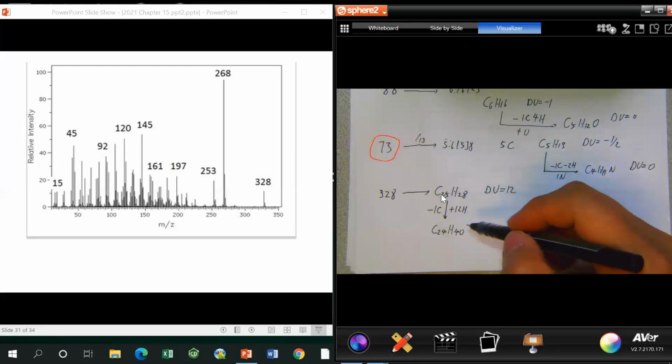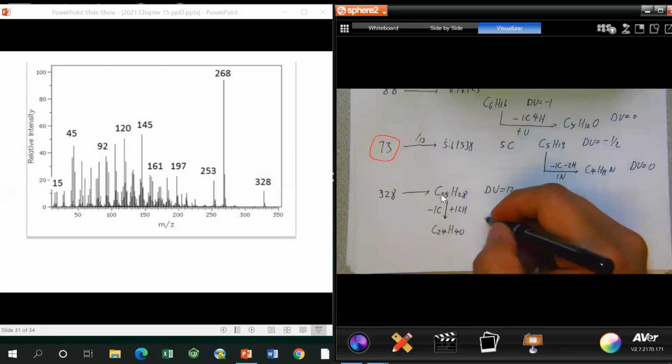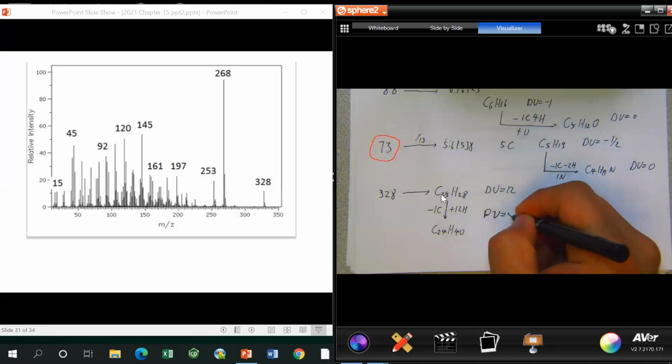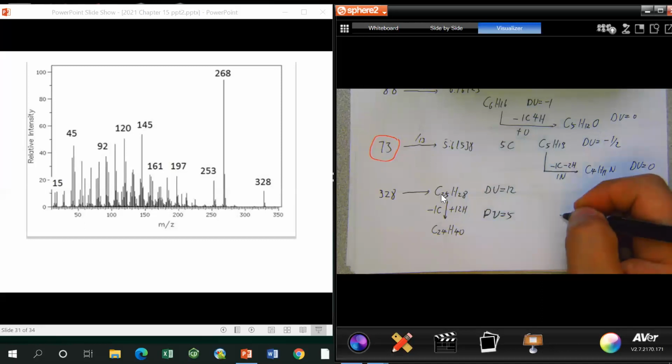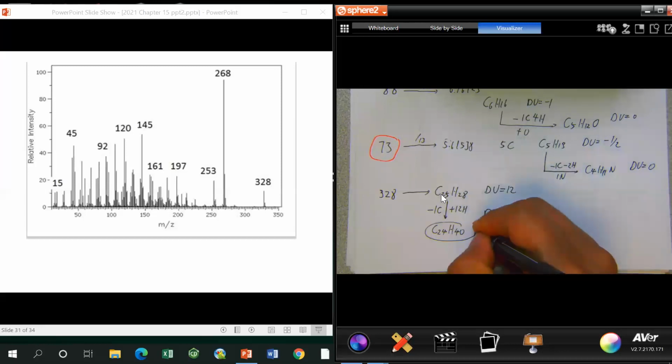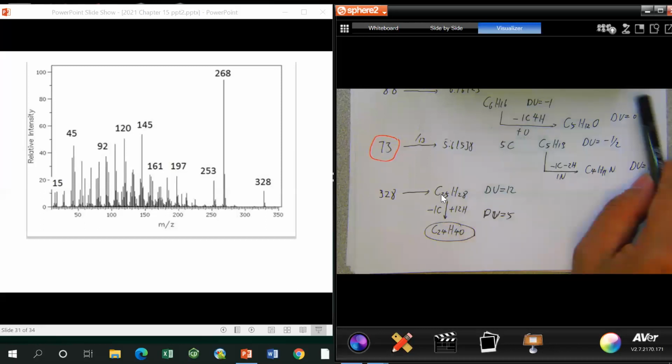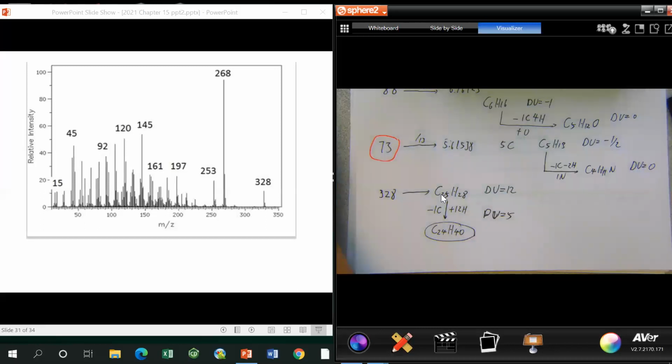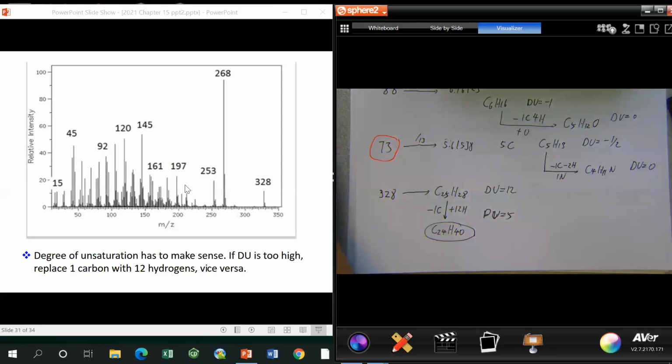And then you calculate the DU number. I will quickly show you guys; the DU should be 5 this time. That makes more sense. So this is the right formula here, C24H40. If you come up with a DU number that doesn't make sense, too high, then replace one carbon with 12 hydrogen, and that greatly decreases your DU number.